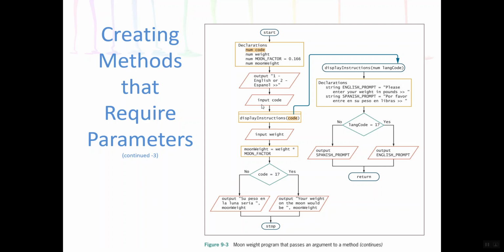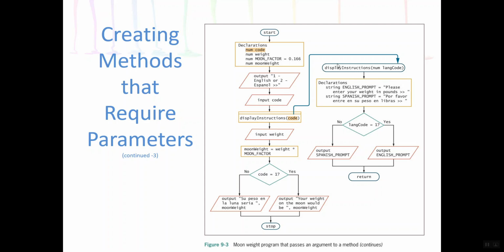So now, because we've used main to collect the code and store it in the local variable of main called code, we could then refer to it when we needed it later in the program to output the appropriate weight on the moon. The problem is display instructions, which of course actually displays the instructions, please enter your weight in pounds or the equivalent Spanish, needs to know what that language code was. So here we're finally seeing the use of what's called a parameter.